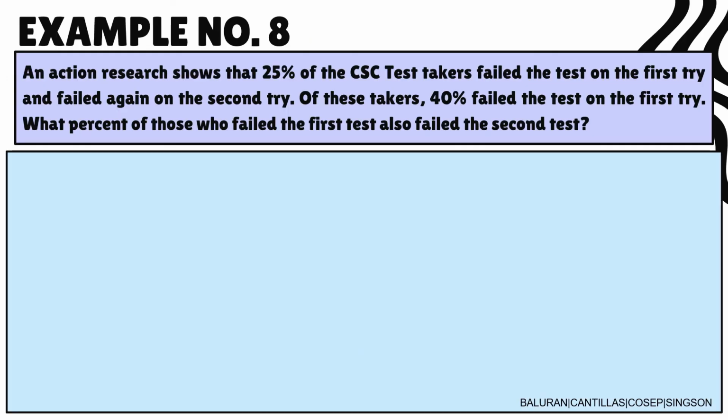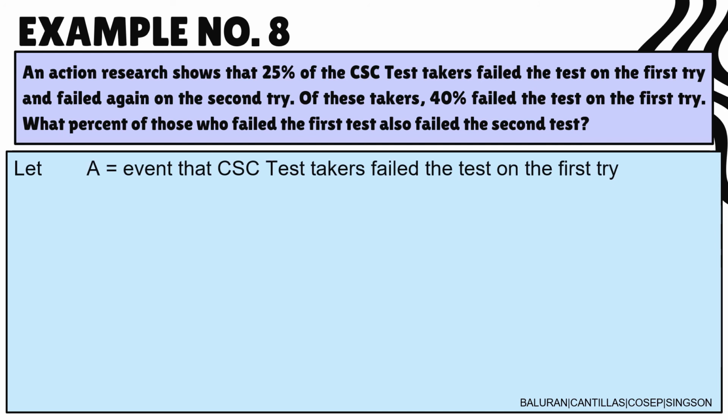So let us consider this example under conditional probability. An action research shows that 25% of the CSE test takers failed the test on the first try and failed again on the second try. Of these takers, 40% failed the test on the first try.